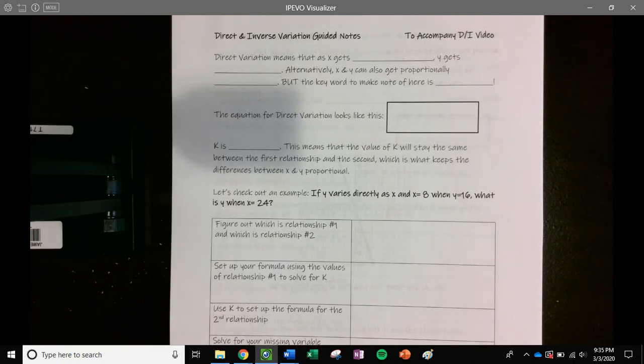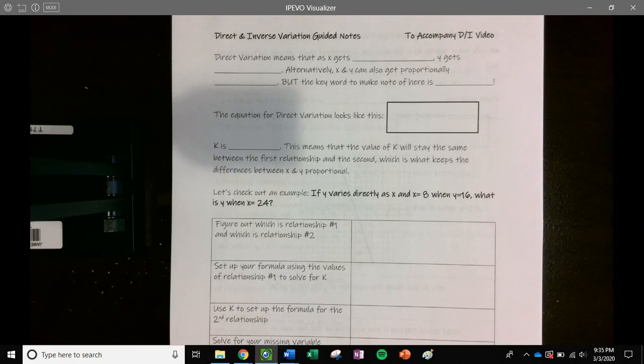Okay guys, this is going to be a relatively quick video to talk about a relatively simple concept, direct and inverse variation. We're also going to talk about a third type of variation called joint variation. We'll do that in class, I believe, but this video is about direct and inverse.